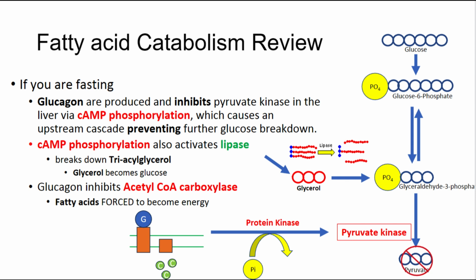In addition to blocking pyruvate kinase, it also activates lipase. Lipase, the main purpose of lipase, is to break down triglyceride, your fat, right? It will turn that into glycerol and fatty acid tail, right? So glycerol will come in and it'll help create more glucose. So now you get sugar from the fat. In addition to that, to your fatty acid tail, those guys will become energy.